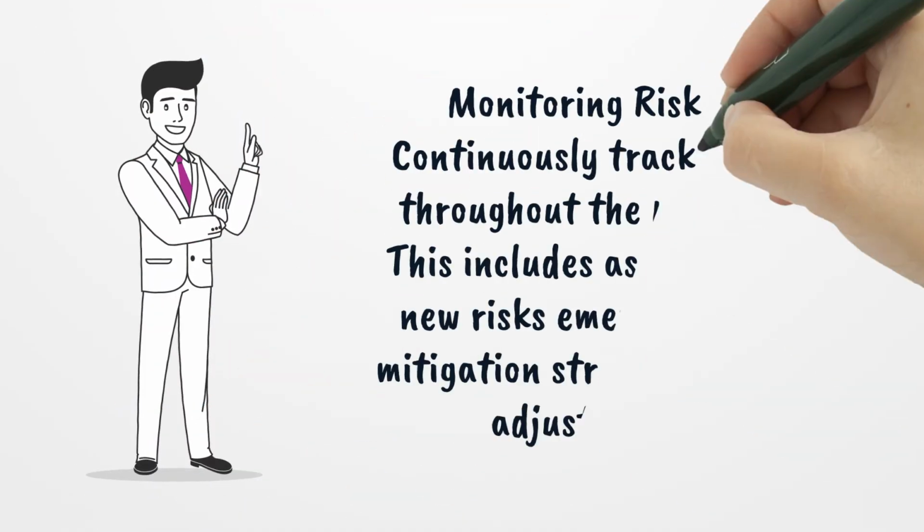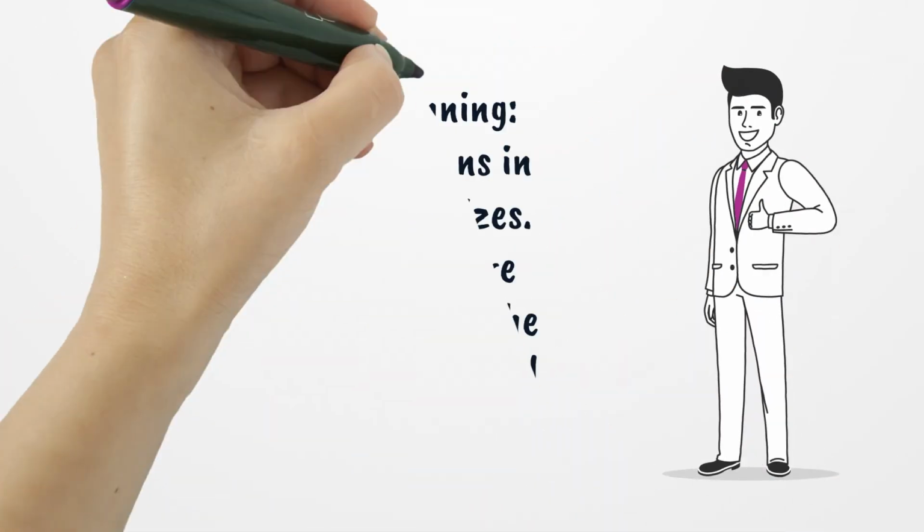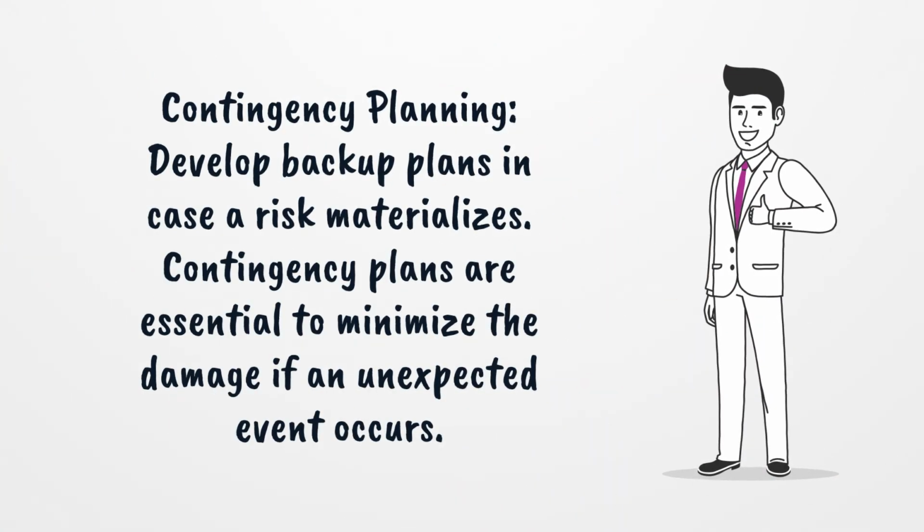Monitoring risks, continuously track risks throughout the project. This includes assessing if new risks emerge and if mitigation strategies need adjustment. Contingency planning. Develop backup plans in case a risk materializes. Contingency plans are essential to minimize the damage if an unexpected event occurs.